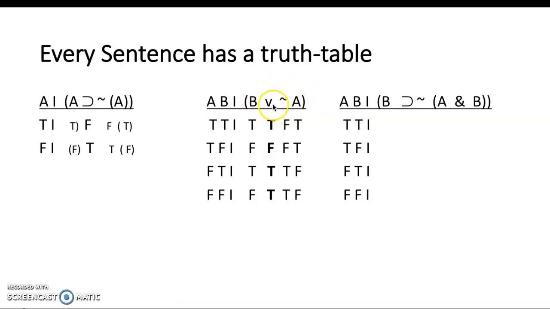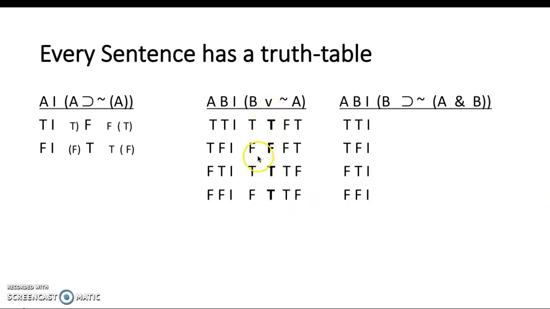Now that we have the truth values for B and not A, we can work backwards again, knowing the truth conditions of the wedge, to determine what would be the truth conditions whenever B is true and not A is false. Well, whenever B is true and not A is false, B wedge not A will be true. Whenever B is false and not A is false, then B wedge not A will be false. Whenever B is true and not A is true, then the entire sentence will be true. And over here, you see how the entire sentence will be true.